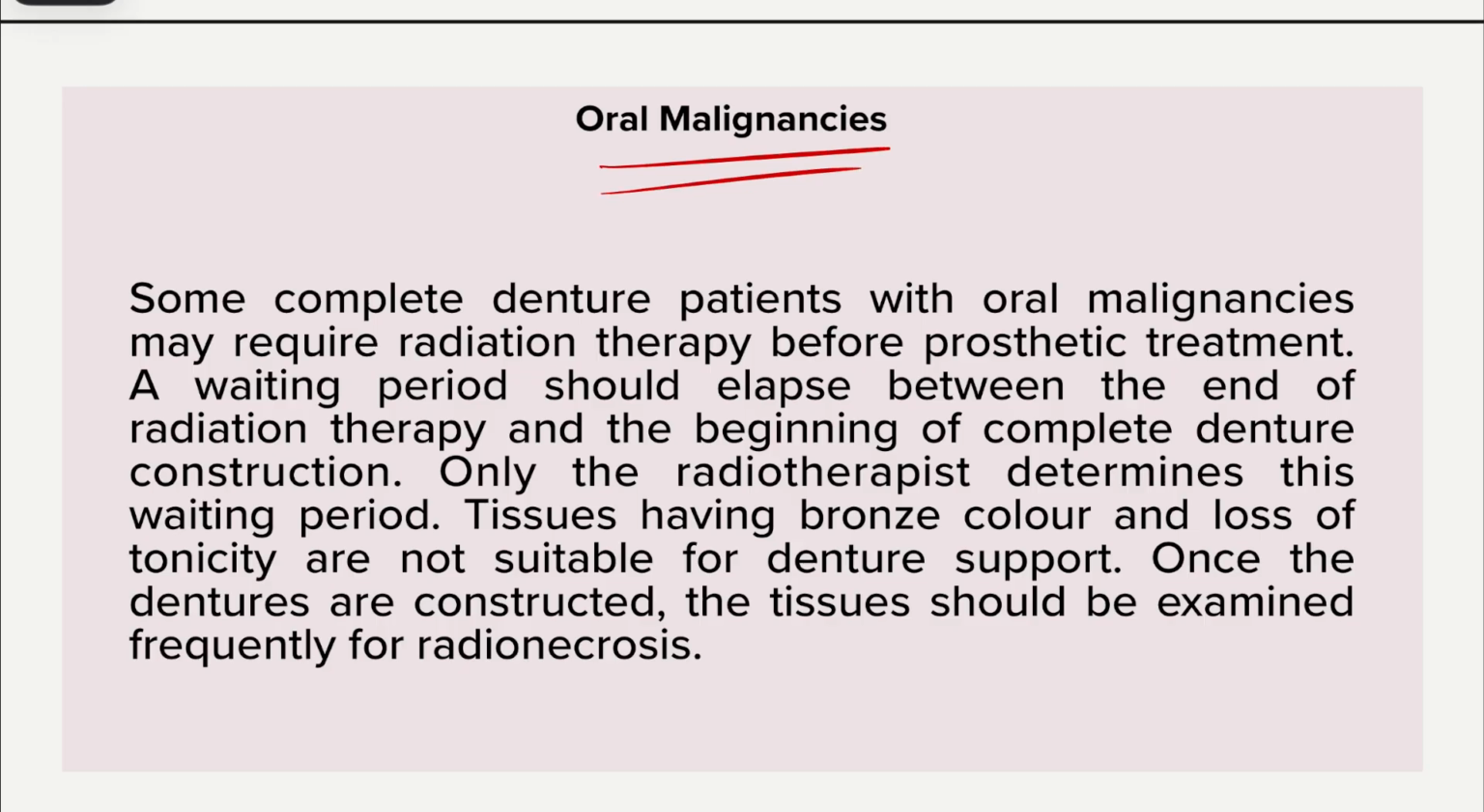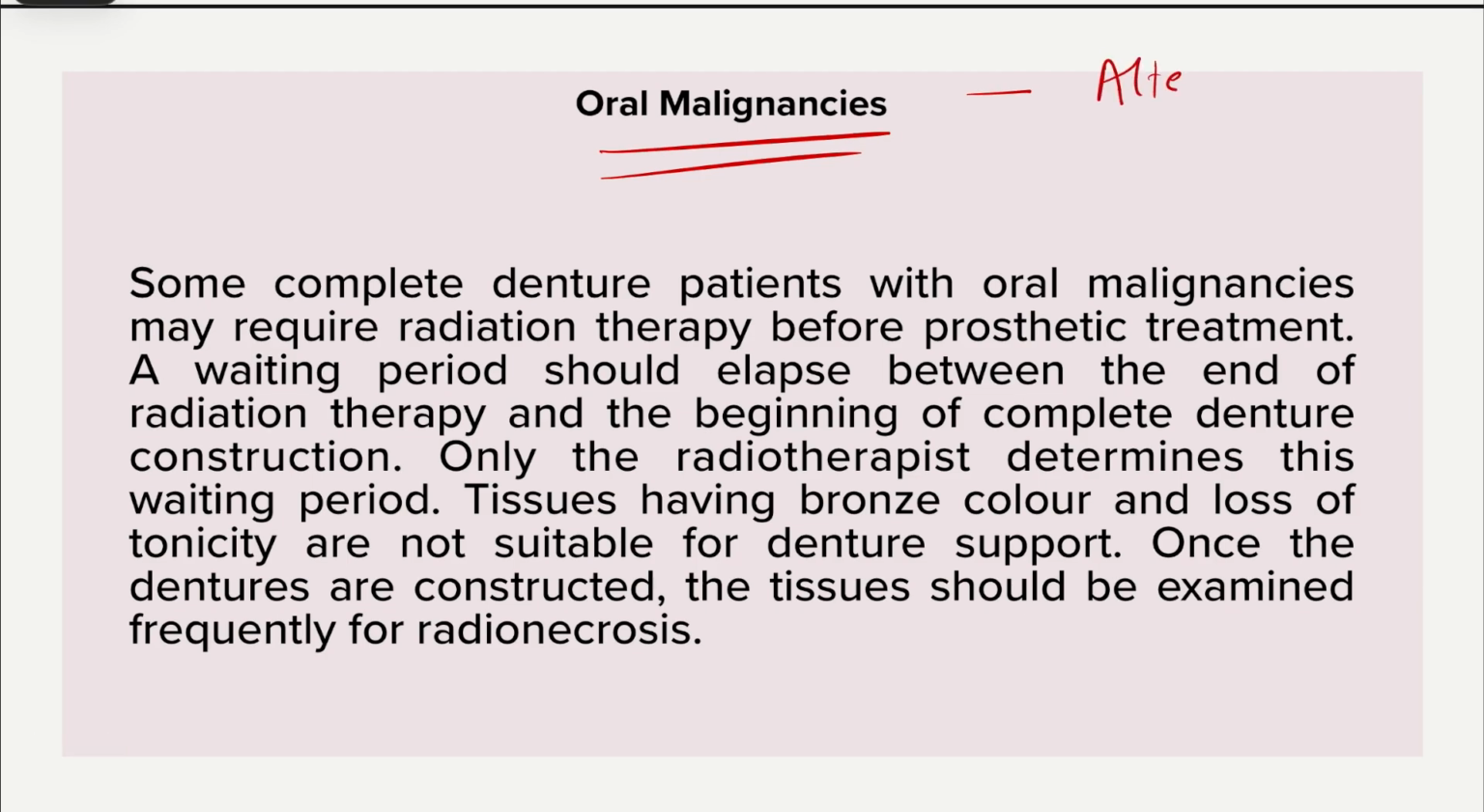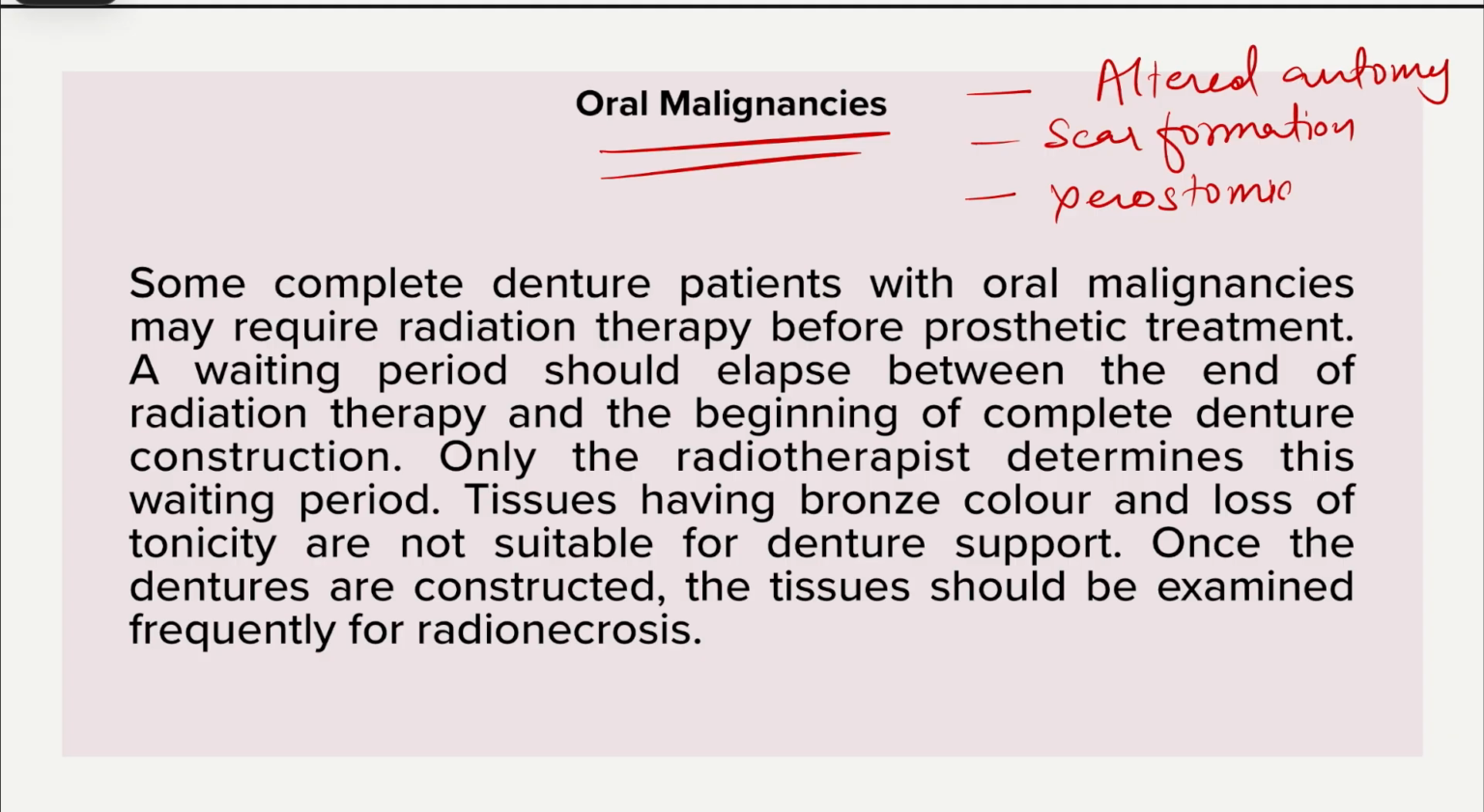A history of oral cancer is extremely important during diagnosis. Patients may have undergone surgical resection, radiation therapy, or chemotherapy. Now, the prosthodontic significance of oral malignancies. Such patients may often present with altered anatomy, scar formation, xerostomia, and tissue fragility.